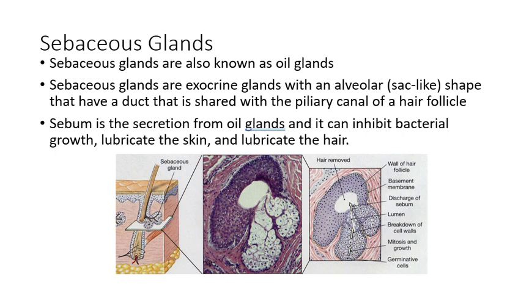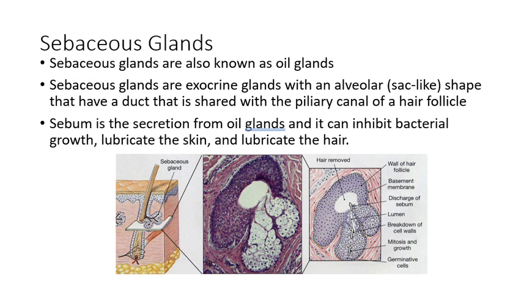Sebaceous glands, though, are going to be a little bit different from our sweat glands. Sebaceous glands are also known as oil glands, and they secrete sebum. Their shape is sac-like, or what's called alveolar. They also have a duct that goes to that space next to a hair follicle, just like our apocrine glands that produce sweat. But the sebaceous glands that produce sebum, or oil, produce that next to a hair follicle in order to lubricate the hair.